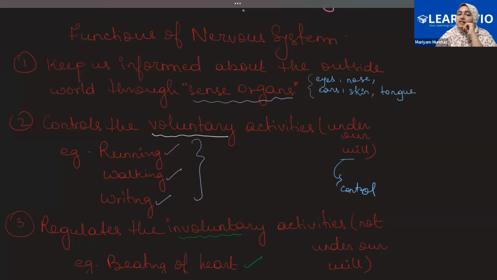So these activities that are voluntary happen because it is one of the functions of the nervous system. They are regulated by the nervous system. Now, if you're sitting right here and I ask you, Shazil, I don't know anything, just stop your heart from beating right now. I want it. It is an order. Will you be able to do it?